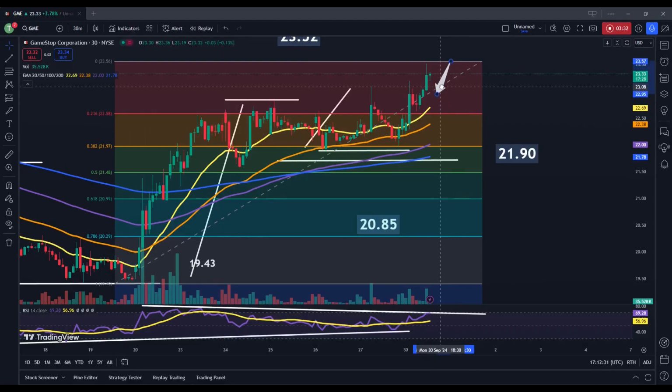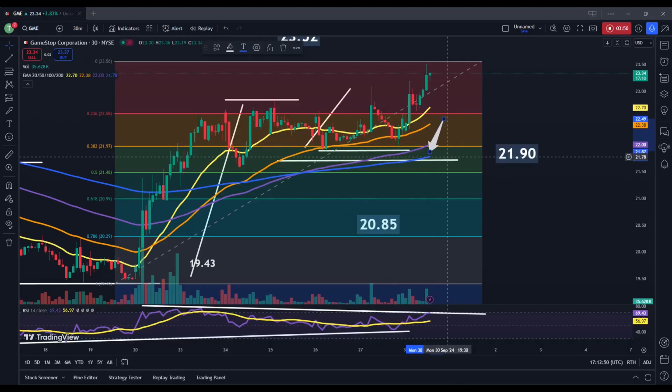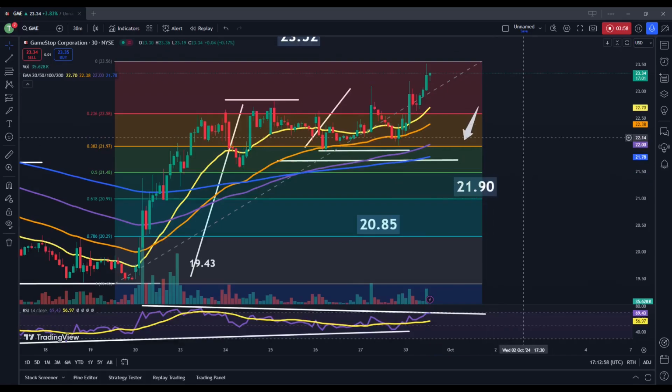But then if we break back inside of that exponential moving average, you would probably be looking at a bit more of a sideways consolidation period, because at that point we would be trading inside of the exponential moving average cluster, but not yet below that 200 period exponential moving average, which currently comes in right around 21.80. So, you've really got a few different levels here that could support share prices to the downside at the moment.